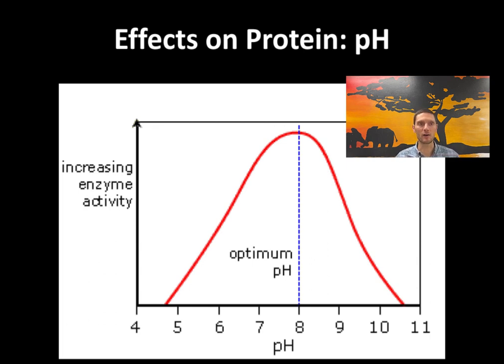And so we can see that in our graph here. If the optimum pH is 8, as it moves to be more basic or more acidic, the enzyme activity decreases to a point where it eventually would denature, the protein would denature. And pepsin is a good example of this. That's the enzyme in our stomachs that can withstand really low pH values.